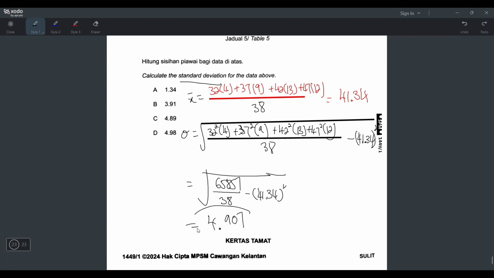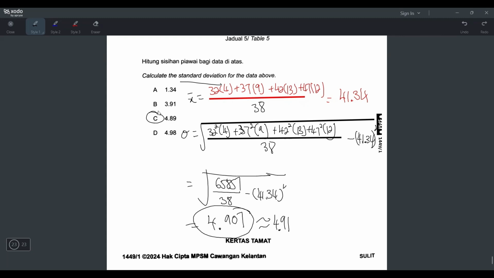4.907. So if I write in 4 significant figure, this is the answer. So which answer here is the nearest to this? So I think the answer is C lah. You pilih yang paling hampir lah. Why I choose C is because kalau you round off jadi two decimal place, dia 4.91 lah. So it's like kalau you pilih yang dekat is like C paling dekat. So C is the answer.